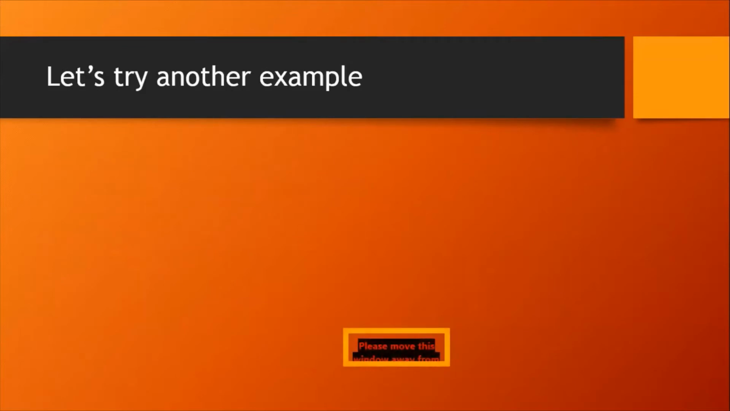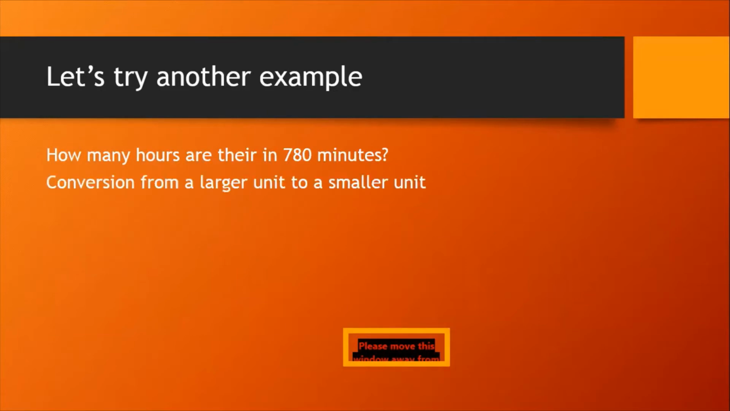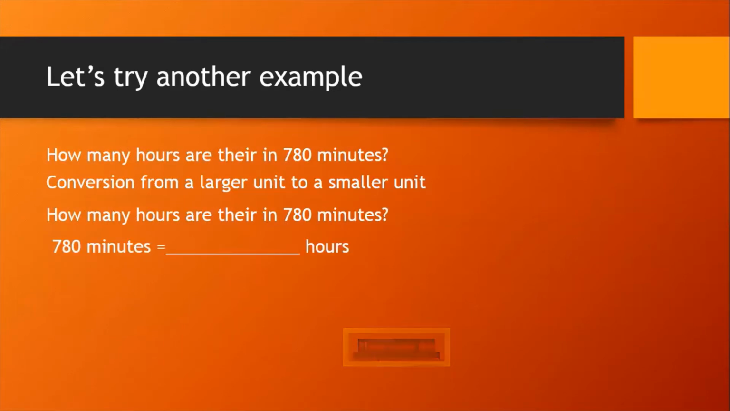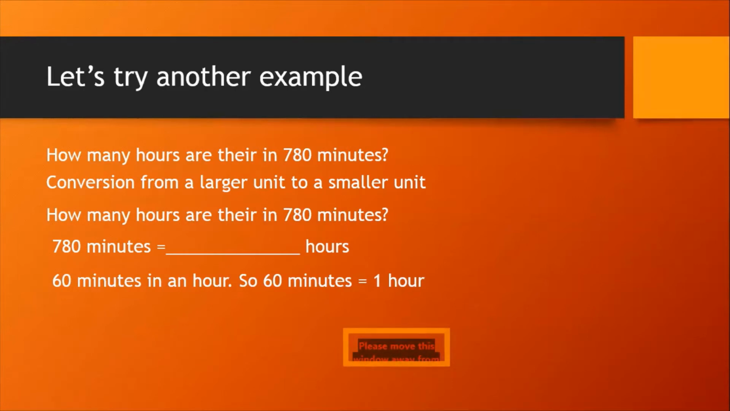Let us try another example. How many hours are there in 780 minutes? This is still conversion from a larger unit to a smaller unit. The question is, how many hours are there in 780 minutes? So this time, we are going to convert 780 minutes to hours. We all know that 60 minutes is equivalent to 1 hour.